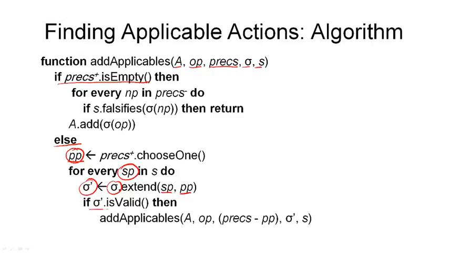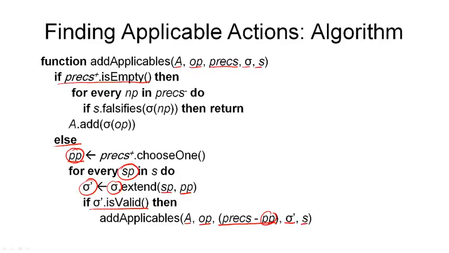And if this substitution is valid, it means we were able to extend the substitution. Then we can do a recursive call. And the recursive call goes as follows. We don't change the set of actions in this case. We simply use the same operator again. We remove the precondition from the set of preconditions that we've just dealt with. So PP is the one we've just exploited. We no longer need to look at that. We've changed the substitution by adding more values to variables, and the state remains the same.